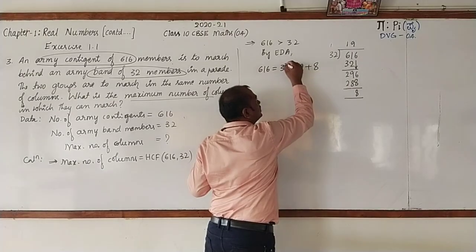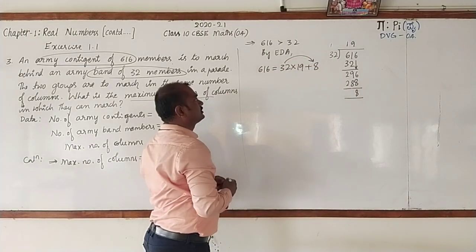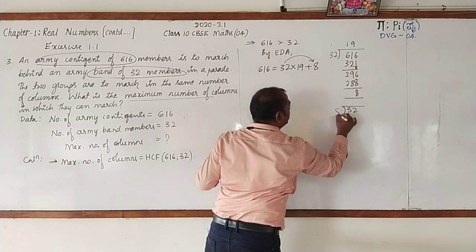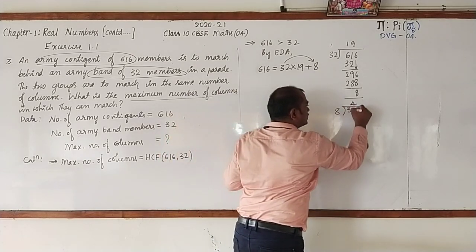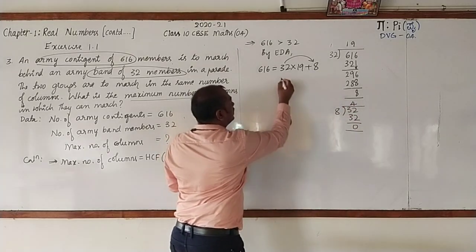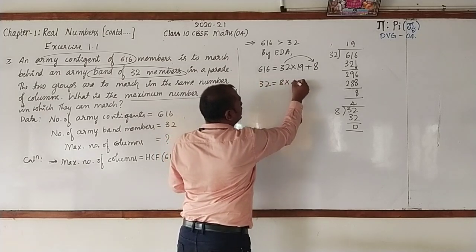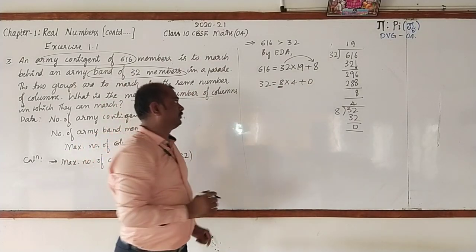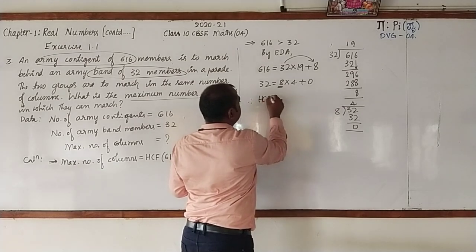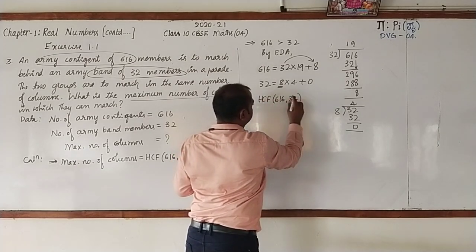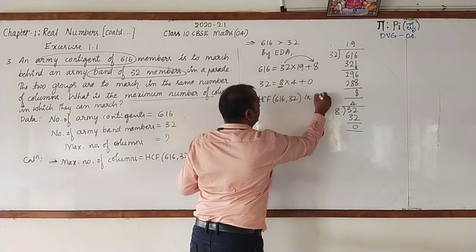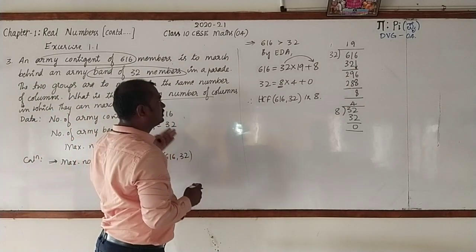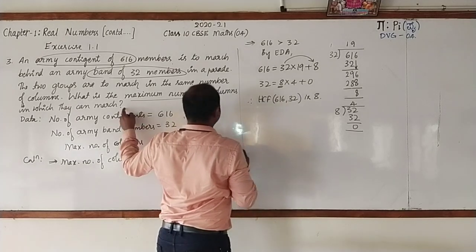Now remainder is not equal to 0. Hence you can go for continuing the same procedure. 32 is greater than 8. Divide 32 by 8. 8 how much are? 8 4s are 32. It is 0. Now here I will write 32 is equal to 8 into 4 plus 0. Remainder is 0. Hence the divisor will be HCF. I can write therefore HCF of 616 and 32 is 8. Hence we can write the conclusion that therefore the maximum number of columns in which they can march is 8.